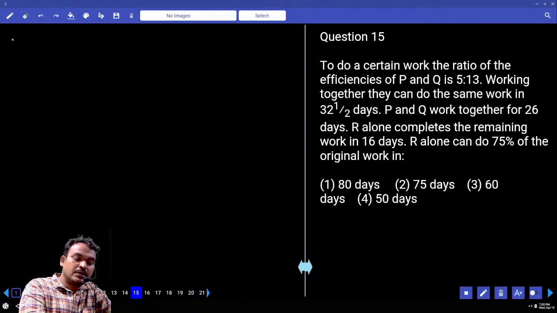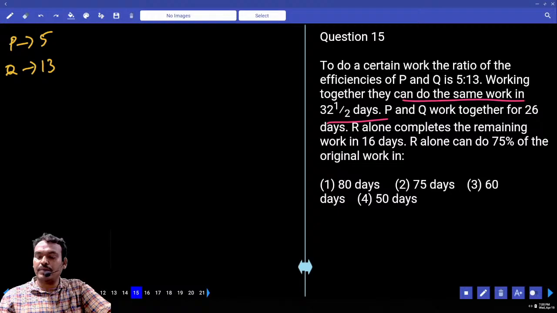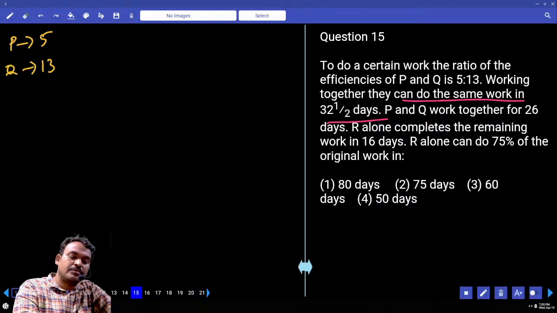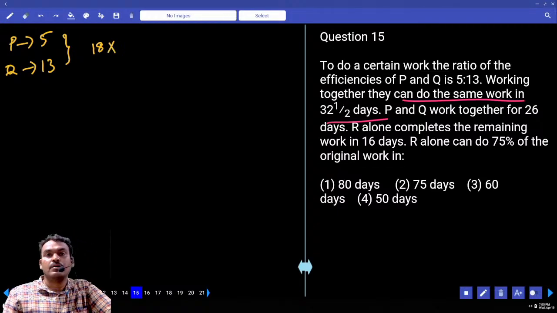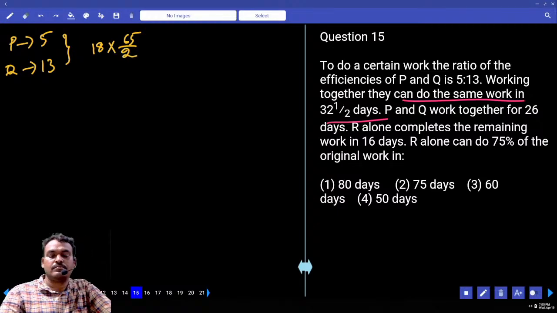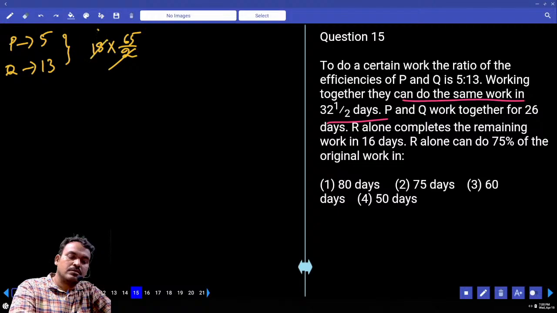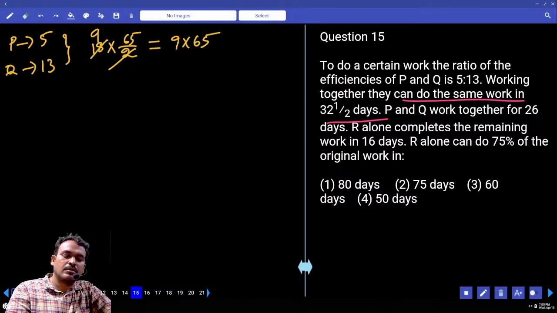What is P's efficiency? 5 parts. Q's efficiency? 13 parts. Working together they can do the same work in how many days? 30 and 1 by 2 days. What is the combined efficiency? 18 parts. What is the combined time? 65 by 2 days. 2 how many times? 9 times. 9 into 65, is that total work or remaining work?